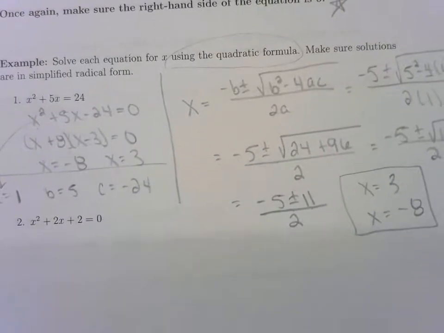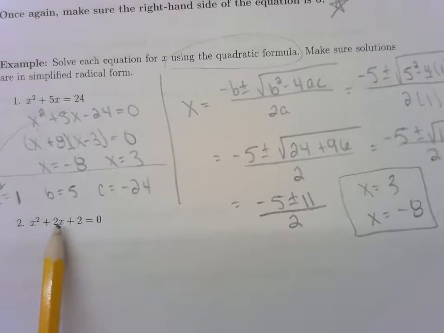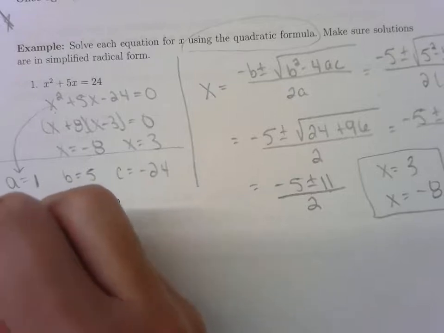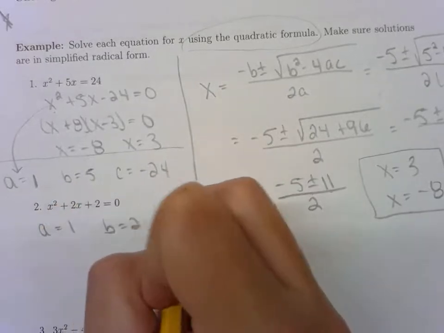Number 2, x squared plus 2x plus 2 equals 0. One side is already equal to 0, so we can go ahead and start solving. Let's see if you can factor it. So multiplies to 2, adds to 2, nothing. Okay, so we have to use the quadratic formula here. A is 1, B is 2, C is 2.